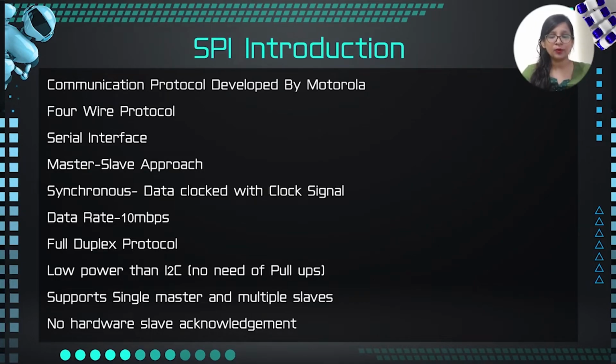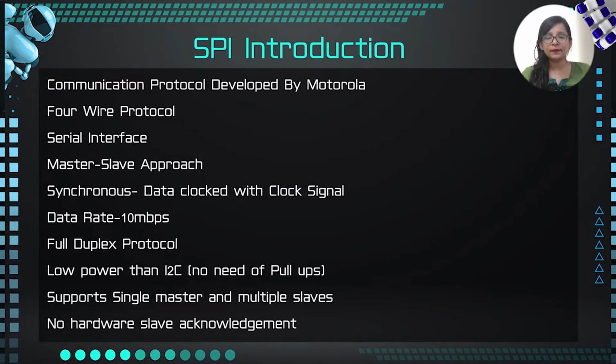SPI communication protocol was developed by Motorola. As you know, I2C was developed by Philips, but the SPI communication protocol was developed by Motorola. In this protocol, we have 4 wires. In I2C we have a 2-wire protocol, but in SPI, that is Serial Peripheral Interface, we have a 4-wire protocol.